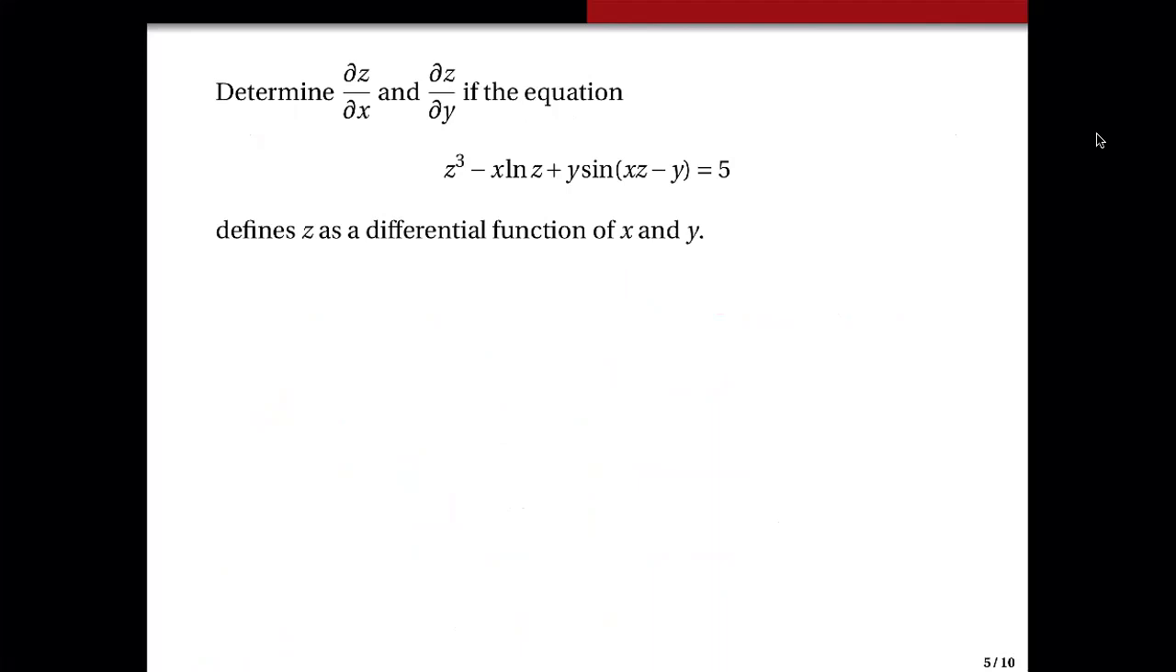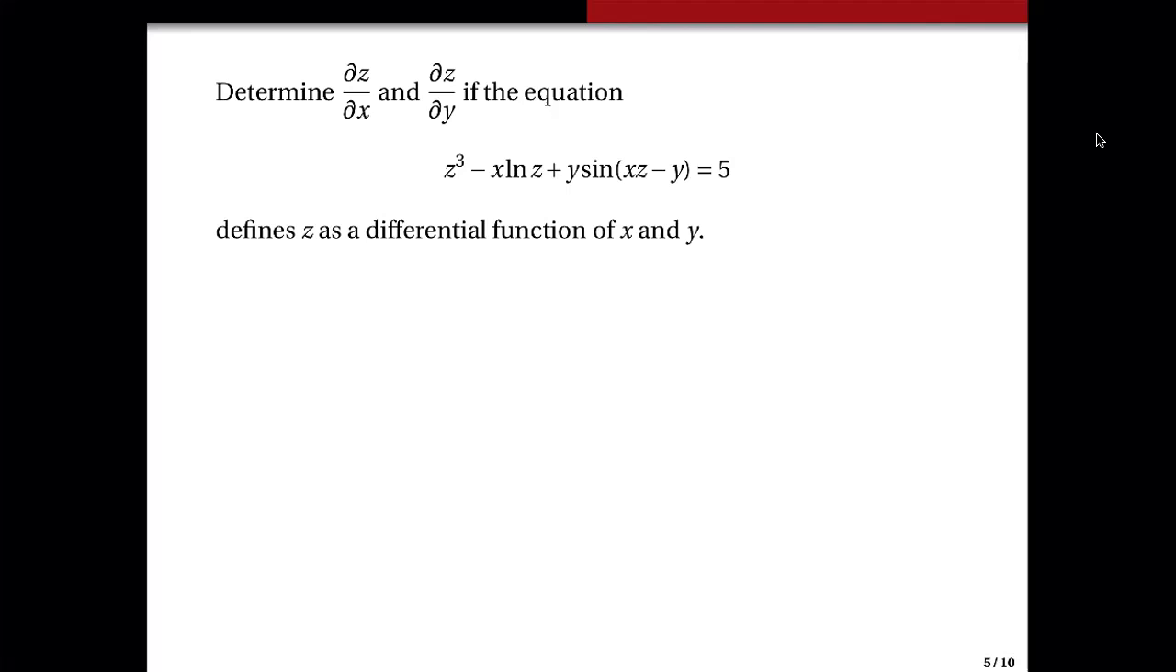Next problem. Determine partial z with respect to x and partial z with respect to y if the equation z cubed minus x ln of z plus y sine of xz minus y equals 5 defines z as a differentiable function of x and y. Okay? So we can do implicit differentiation, you can do chain rule if you want to, but let's just use the formula.